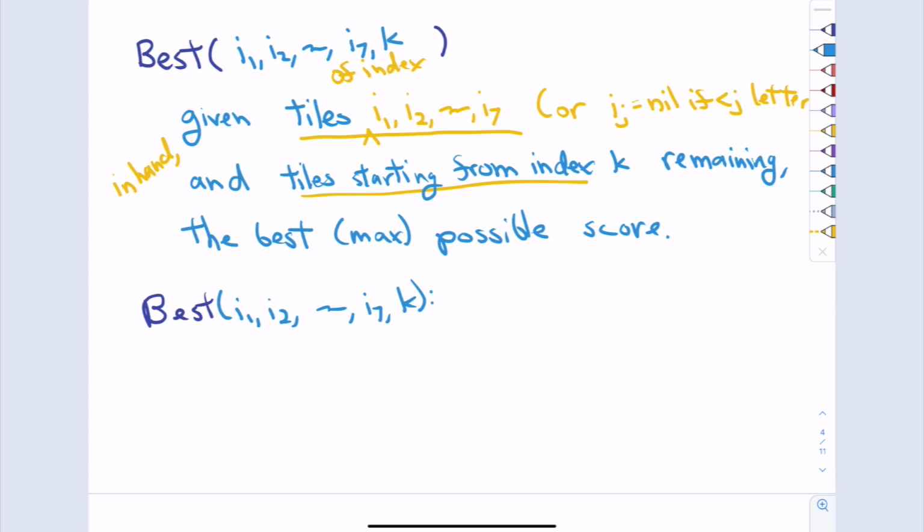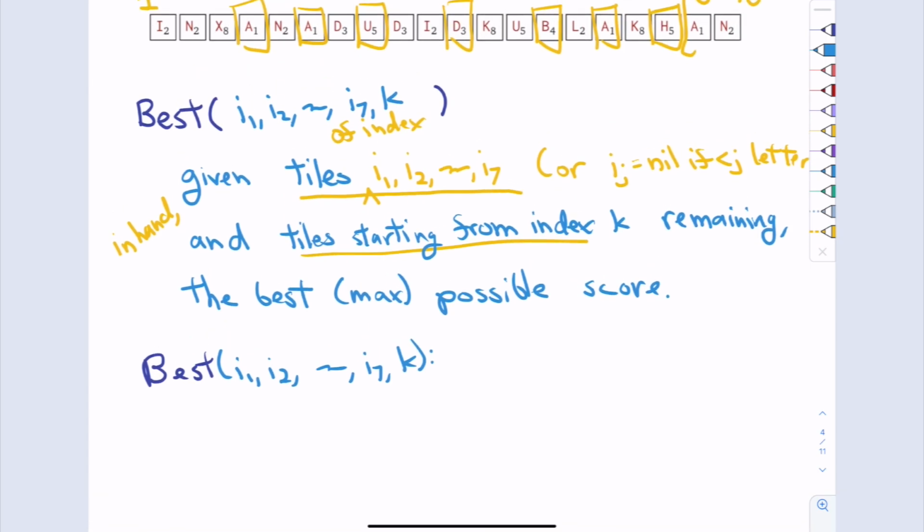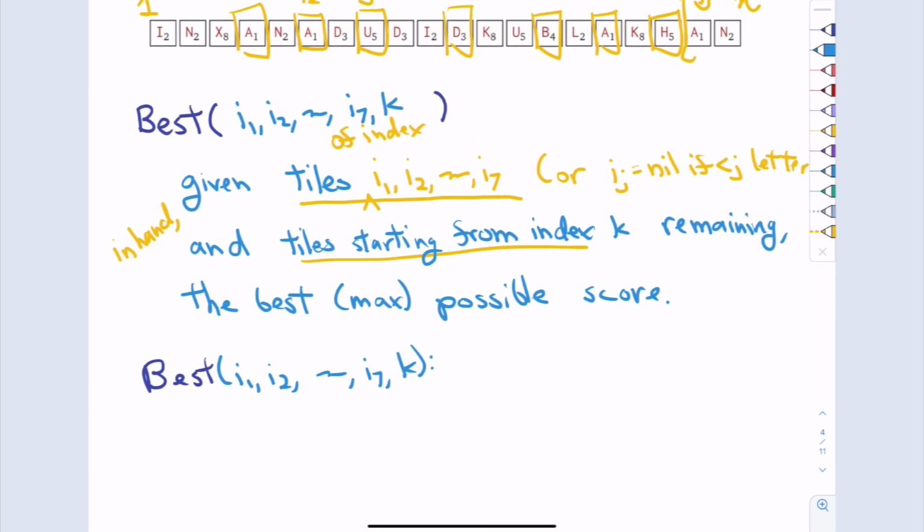So this is still structurally important. For this problem, what might be a base case? How to describe a base case, something where the recursion ends. Okay, so the rule was if I can't make any more letters, the game ends.